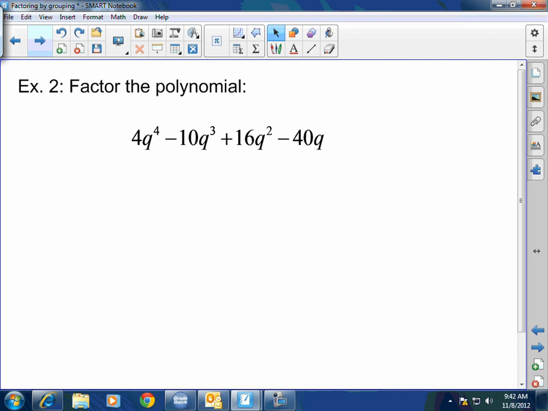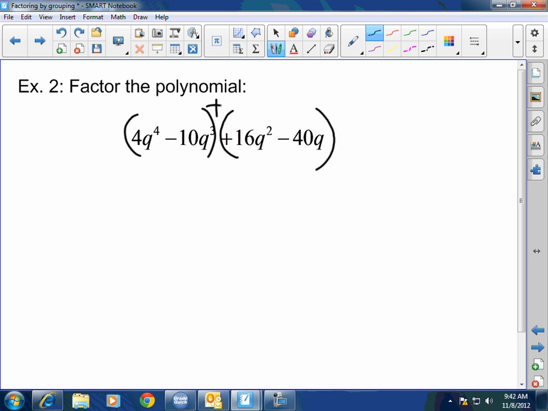All right, let's check this one out. First thing I'm going to do, I'm going to go ahead and set it up by separating my two binomials, putting a plus in the middle, keeping that sign of the positive 16 inside the parentheses. What's the common factor, excuse me, gentlemen, what's the common factor of 4q to the fourth minus 10q to the third?